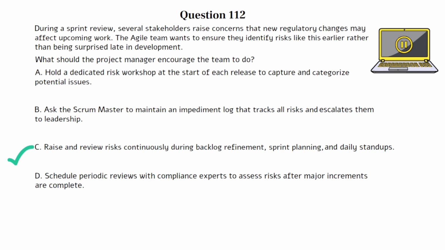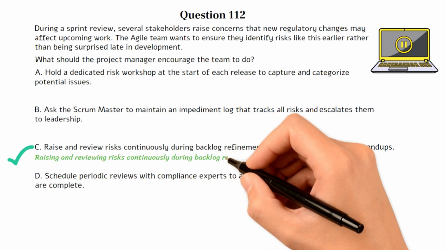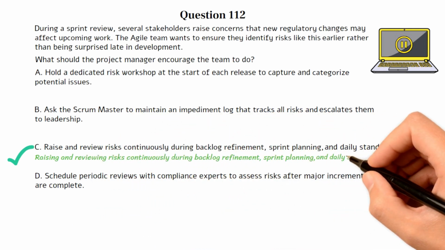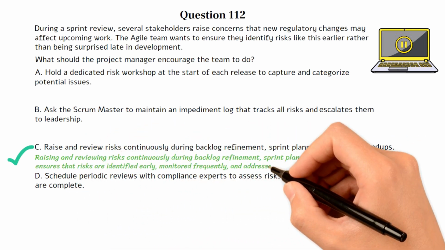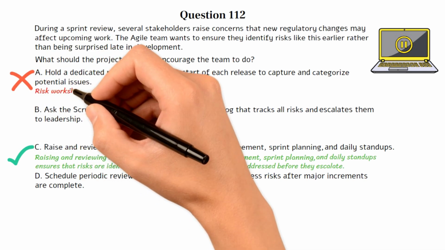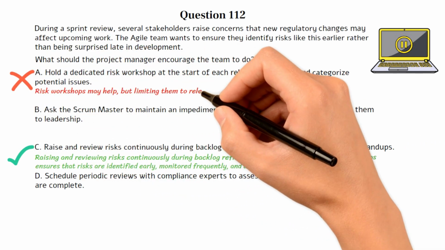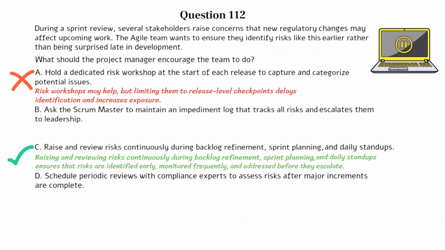Choice C is the best option because raising and reviewing risks continuously during backlog refinement, sprint planning, and daily stand-ups ensures that risks are identified early, monitored frequently, and addressed before they escalate. Choice A is incorrect. Risk workshops may help, but limiting them to release-level checkpoints delays identification and increases exposure.